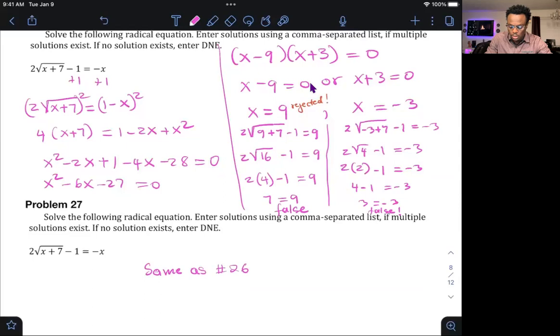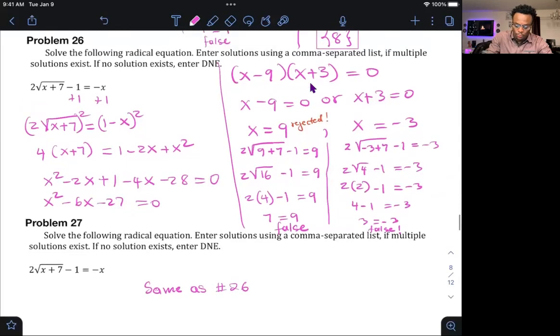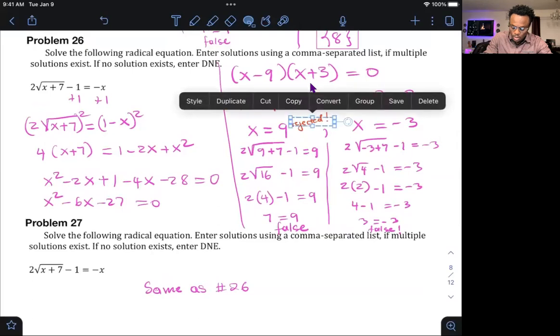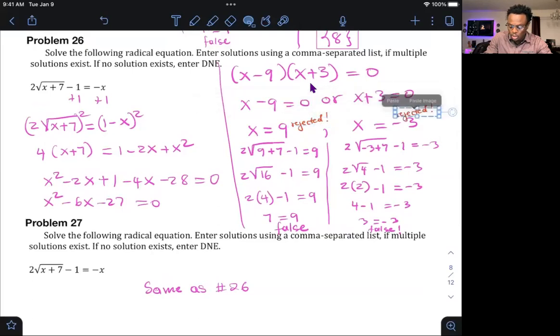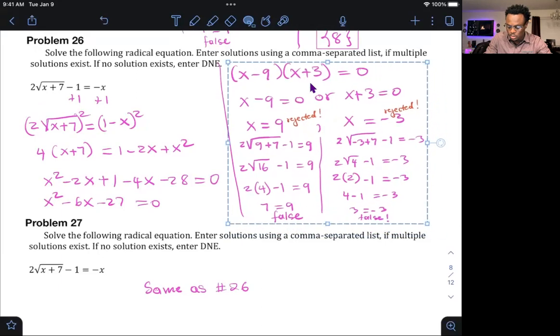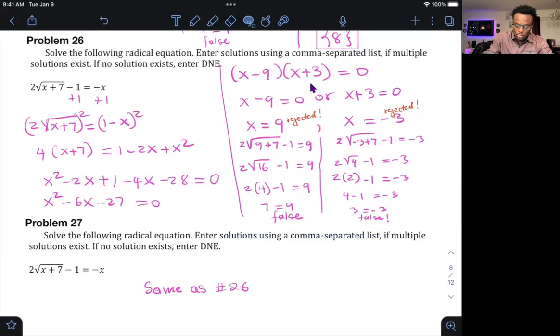So that means there is no solution for this. That also is rejected. This negative 3 is also rejected. So we have no solution for this equation. So that's a D and E. There's no solution.